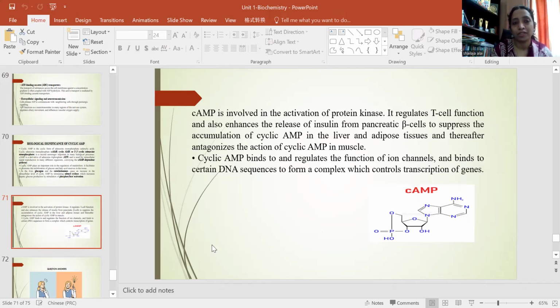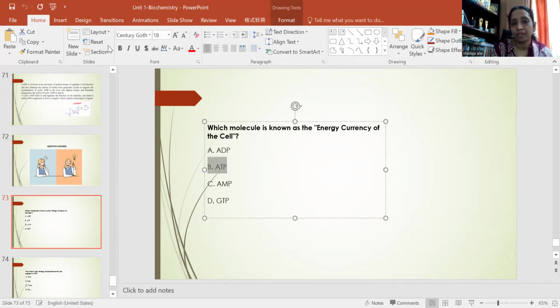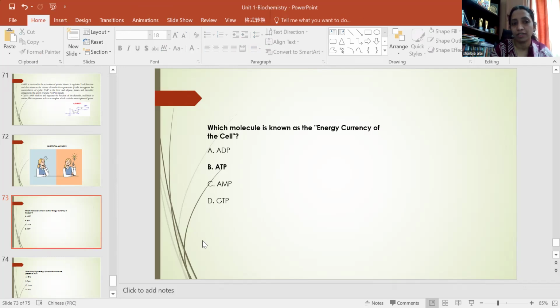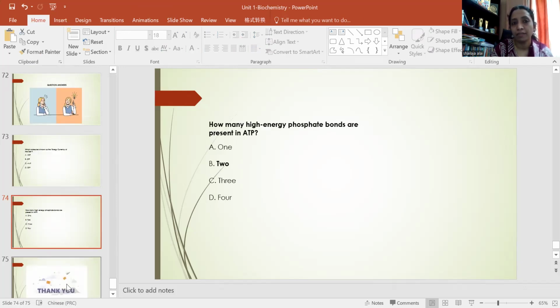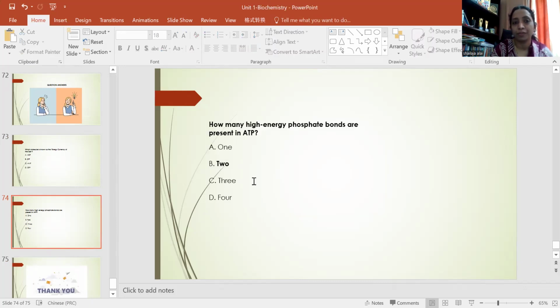Now let's move towards a very important topic, the question and answer session. Let's move towards our first question. Which molecule is known as the energy currency of the cell? Yes, this is the answer: ATP. ATP is called the energy currency of the cell. Next, a very important question. How many high energy phosphate bonds are present in ATP? We have already seen in the first part of our ATP learning that 2 bonds are present in ATP.